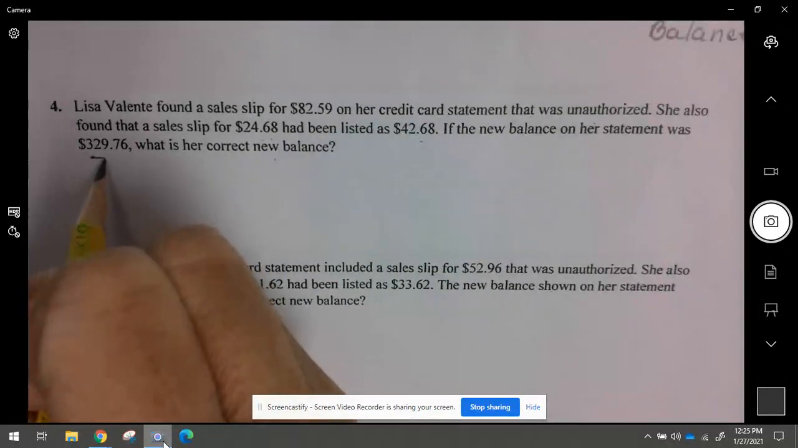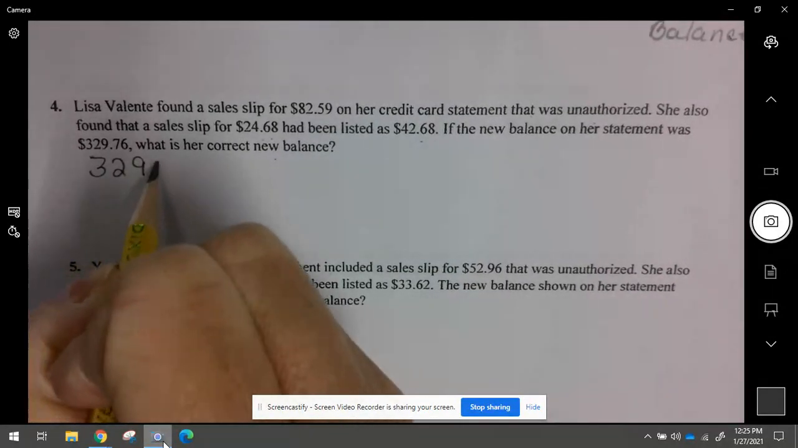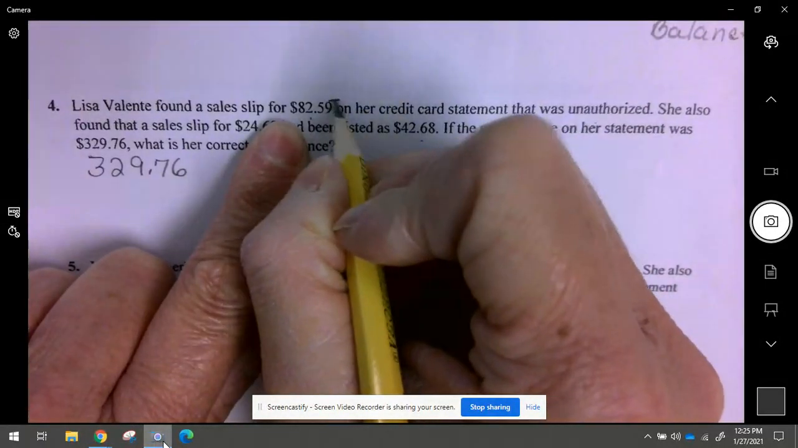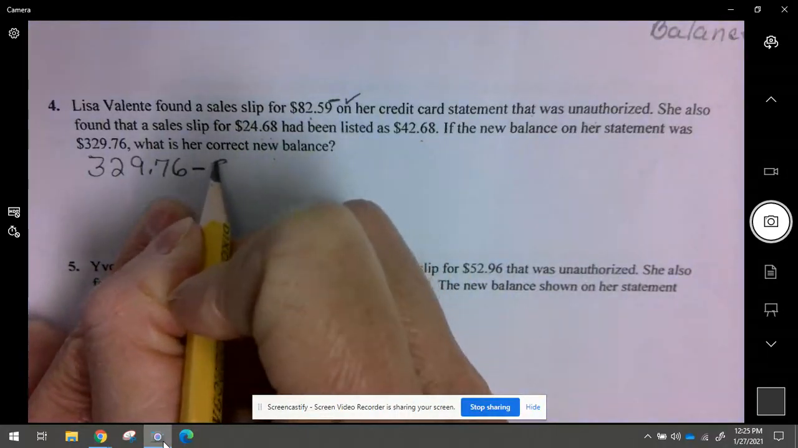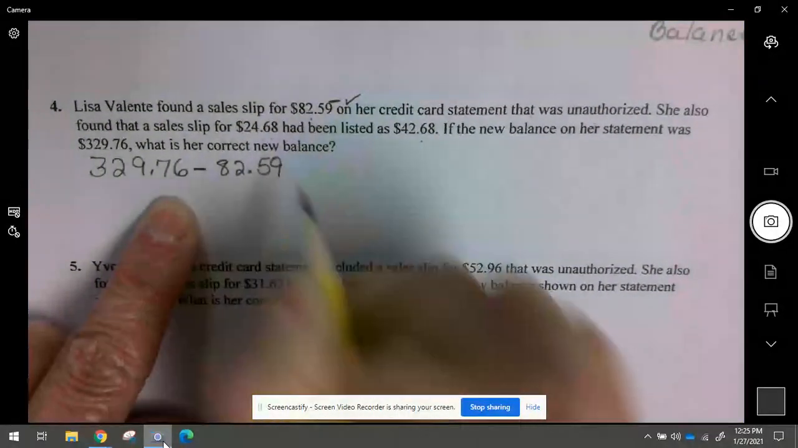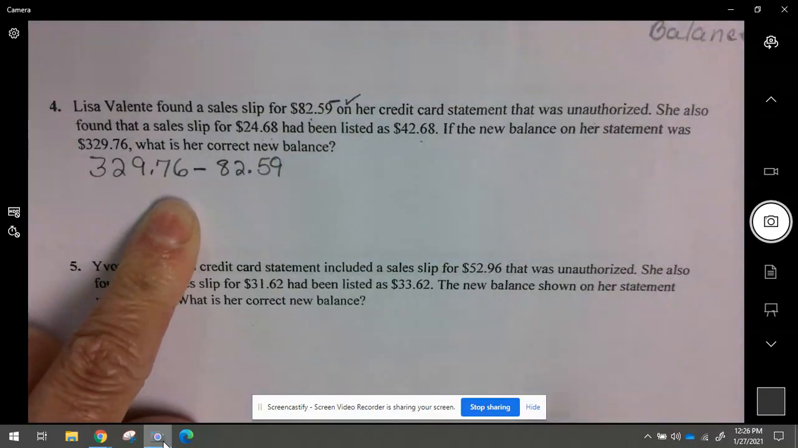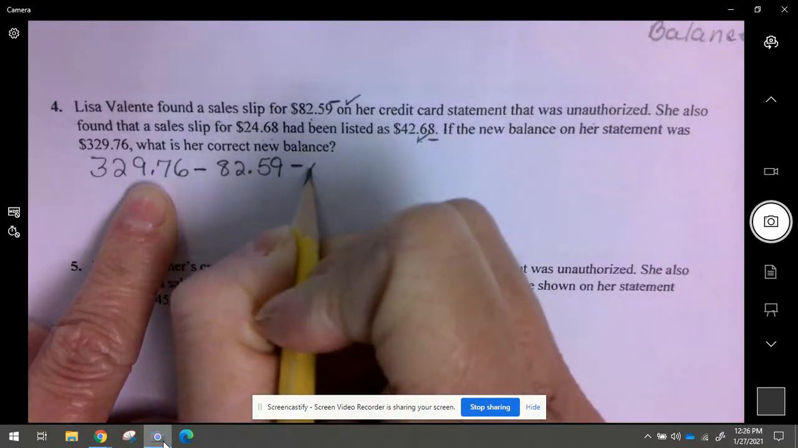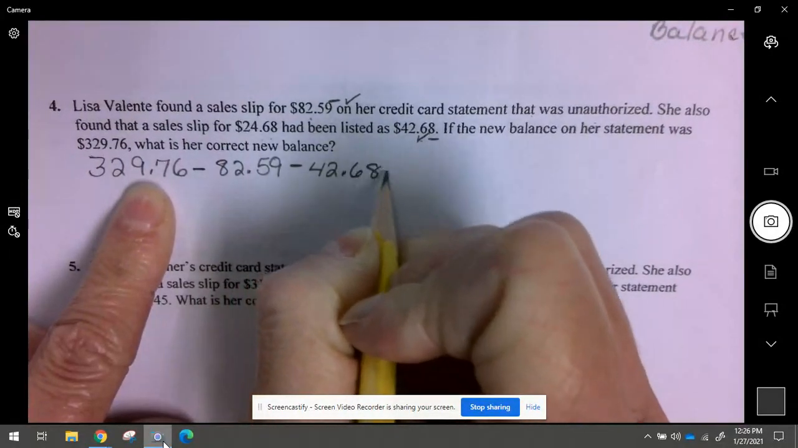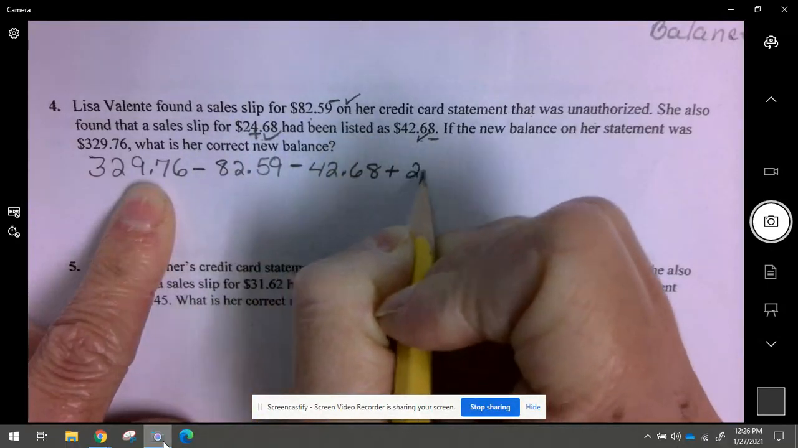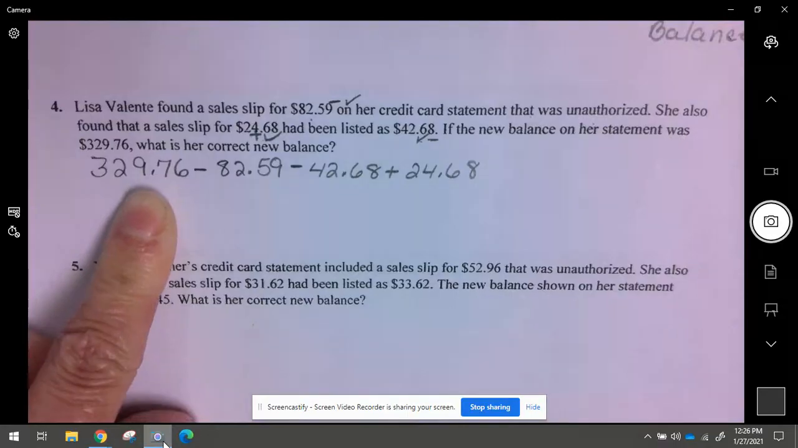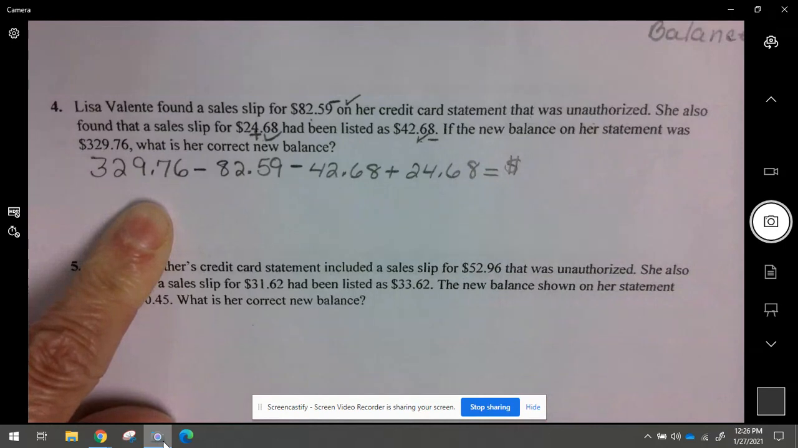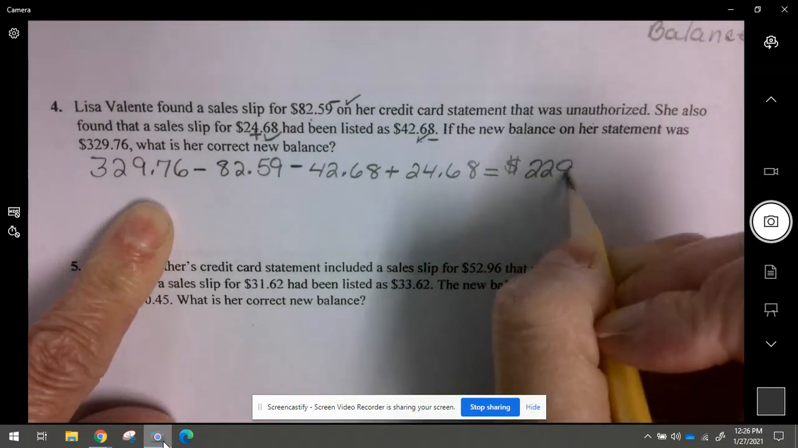All right, so let's start with that balance that they said it was, $329.76. We have this unauthorized slip, so that's a deduction. We're going to take it off of our balance. Okay, and then we're going to also take off the incorrect amount. This one is incorrect, so we're going to subtract the wrong amount and add the correct amount. Okay, so that should give us our corrected new balance of $229.17.